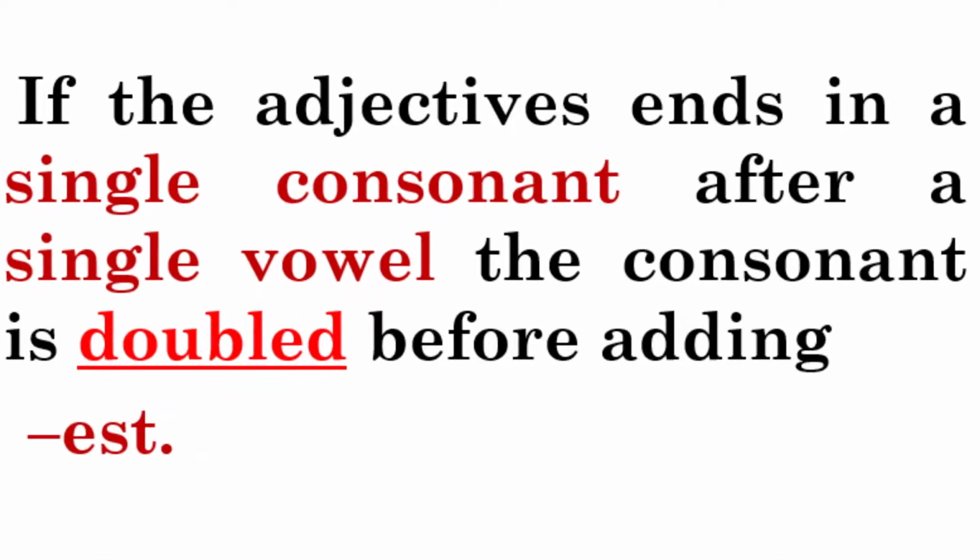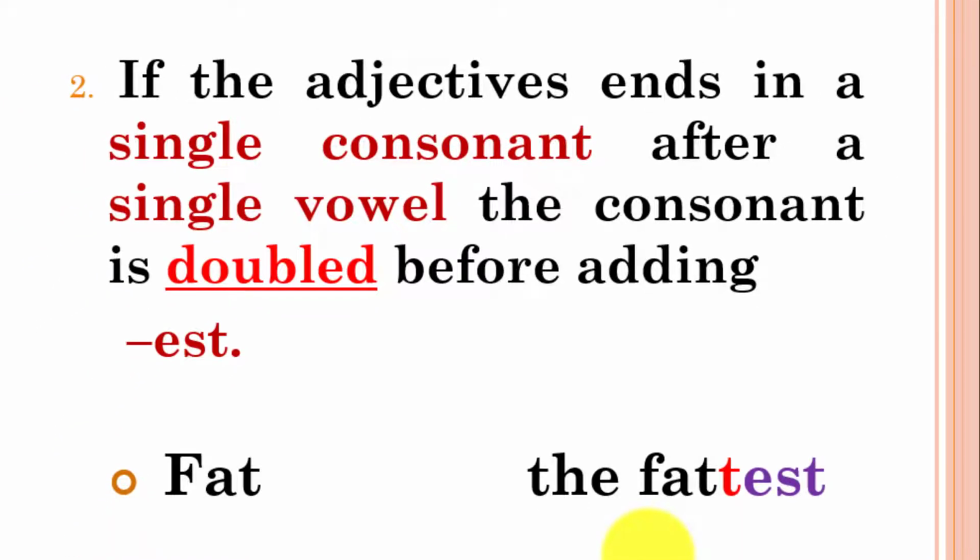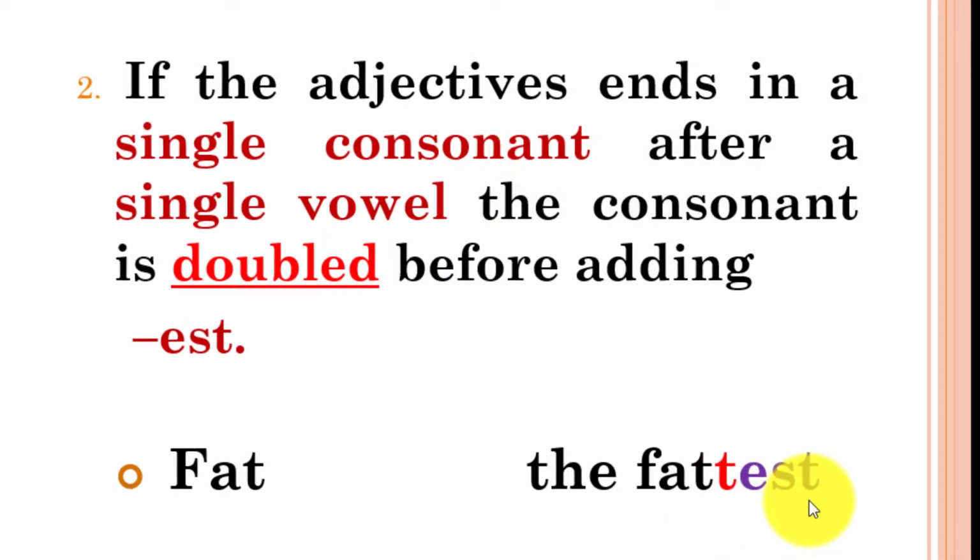Let's go now to the second rule. If the adjective ends in a single consonant after a single vowel, the consonant is doubled before adding est. Like what we saw in the comparative form, in the superlative it is the same thing here. We have fat, the last letter is t, and before it we have a vowel. So in this situation we double the t and we add est.